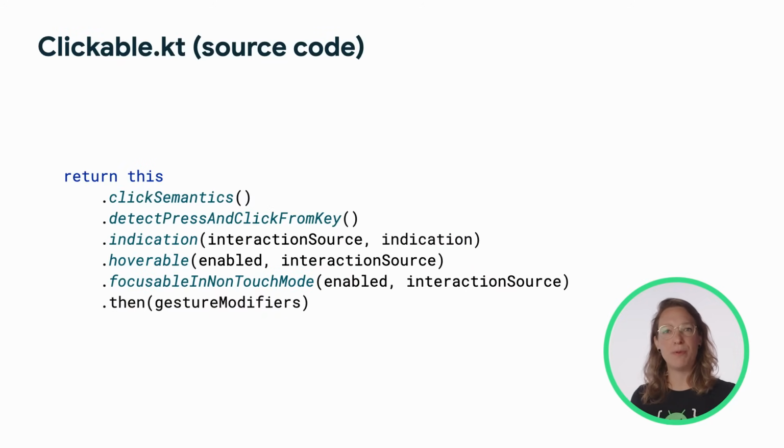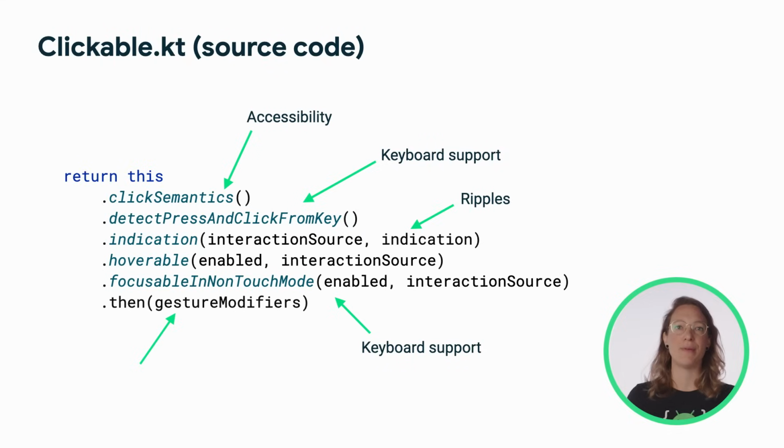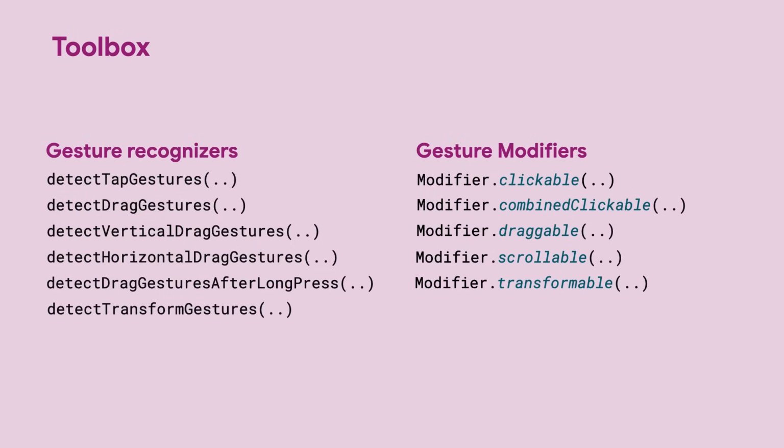Well, if you look at the implementation of the clickable modifier, you can see that it not only adds gesture recognition, it also adds click semantics to deal with accessibility, key detection and focus information to support keyboards, and an indication modifier to show ripples on top of the clicked element. This tells us that we should consider these as well when we drop down from modifiers like clickable and draggable to use the pointer input modifier directly.